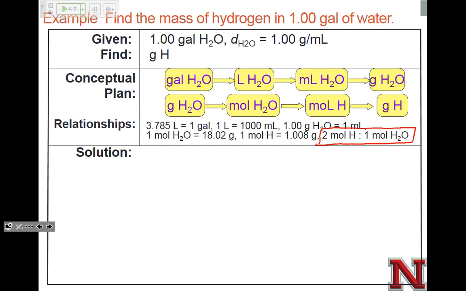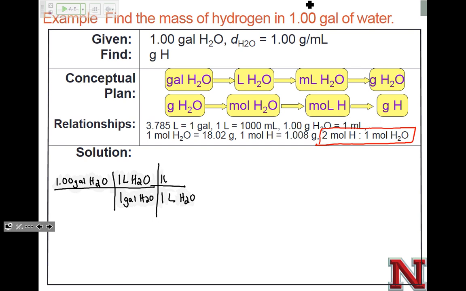We're starting with our 1 gallon of water. And we want to convert that to liters because our relationship for density is in milliliters. Our gallon's going to go at the bottom, and our liter at the top. And then we need to convert this to milliliters. So remember, milliliters is smaller. So we have 1 liter of water for every 1,000 milliliters.